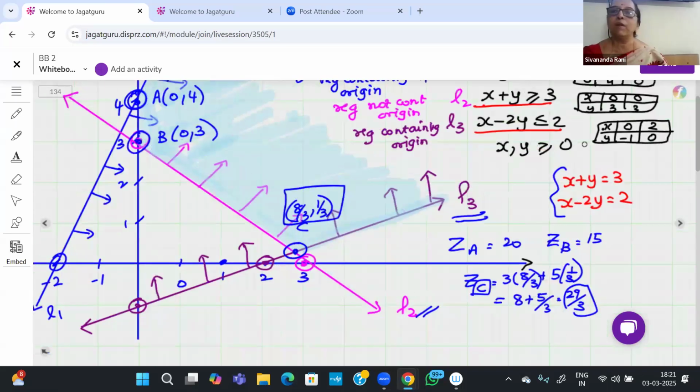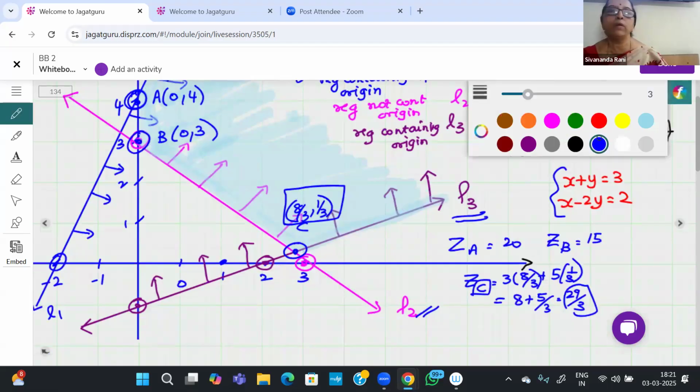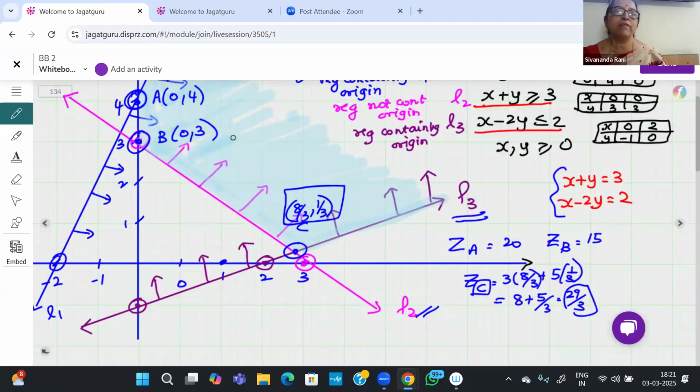So what will you write here? What is this region called? Many of you know. What is this region that we have shaded here? What is it called? Feasible region. Yes, this is called the feasible region.